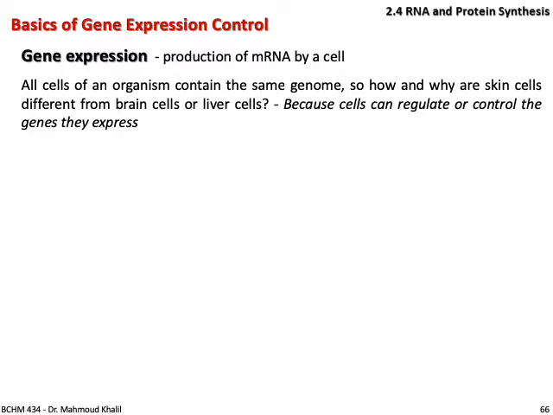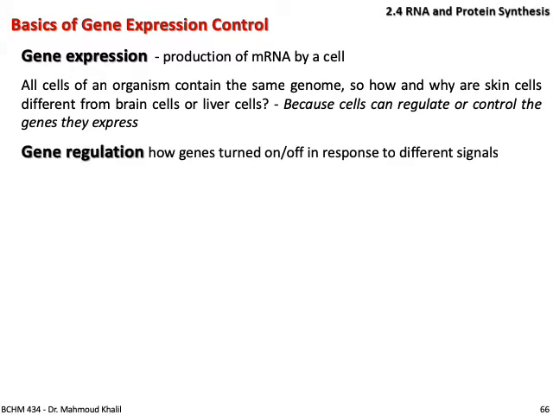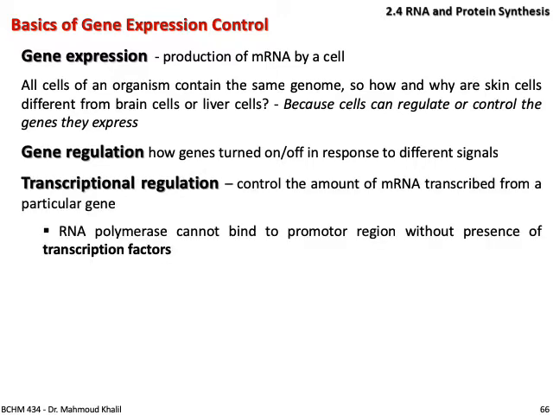So, gene expression, generally, is the production of messenger RNA by a cell. All cells of an organism contain the same genome. So how and why are skin cells different from brain cells or liver cells? Because cells can regulate or control the genes they express. Gene regulation is how genes turn on and off in response to different signals.